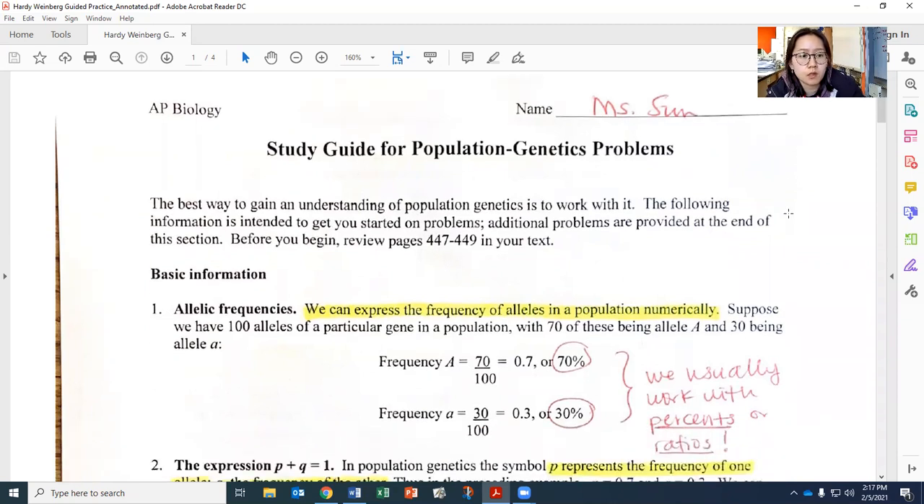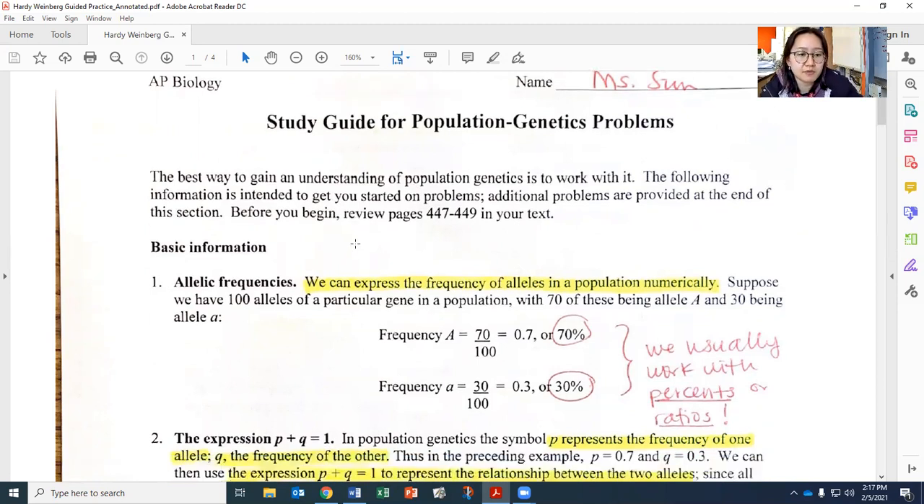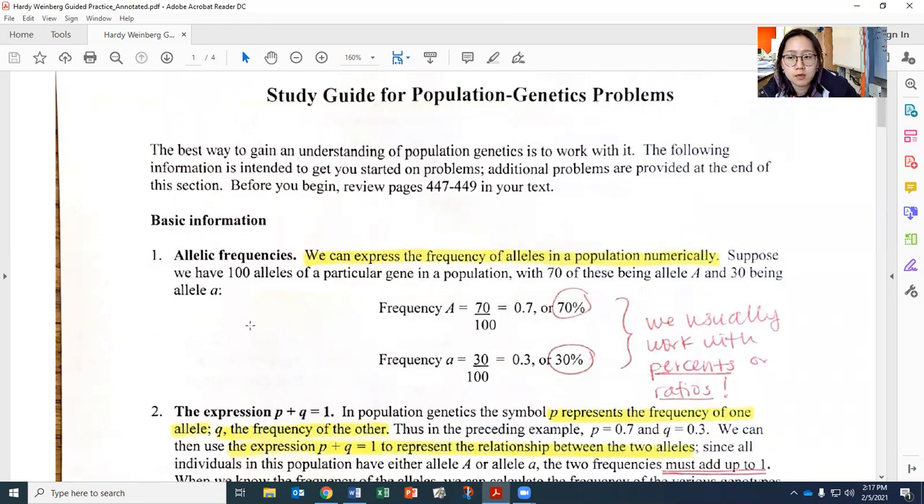So the best way to gain an understanding of population genetics is to work with it. The following information is intended to get you started on problems, and we will work through the extra set of problems at the end. For basic information, allelic frequencies are things that we're going to be working with throughout the entire problem set. We can express the frequency of alleles in a population numerically. Suppose we have 100 alleles of a particular gene in a population, with 70 of these being allele capital A and 30 being allele lowercase a.